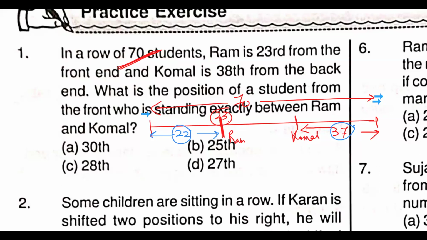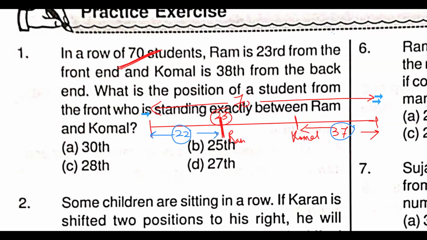We have to tell how many are in between Ram and Komal. Yes. Otherwise the question is something else. The question is what is the position of a student who is exactly between Ram and Komal. But if we have figured out how many students are sitting between Ram and Komal, then easily we'll find the answer. So first of all, I want you to answer how many students are sitting between Ram and Komal.